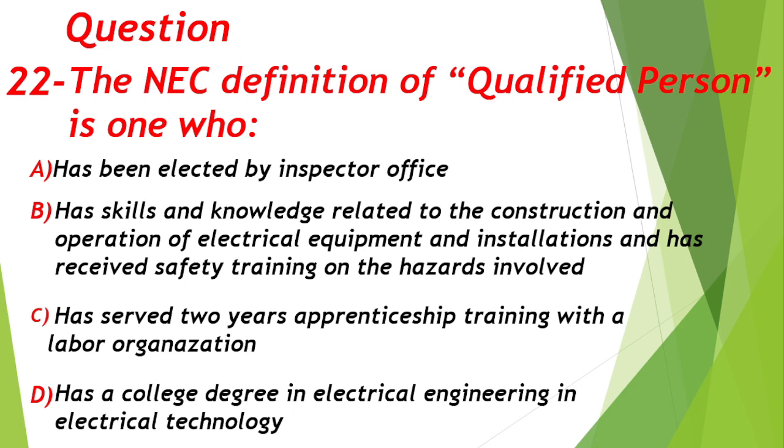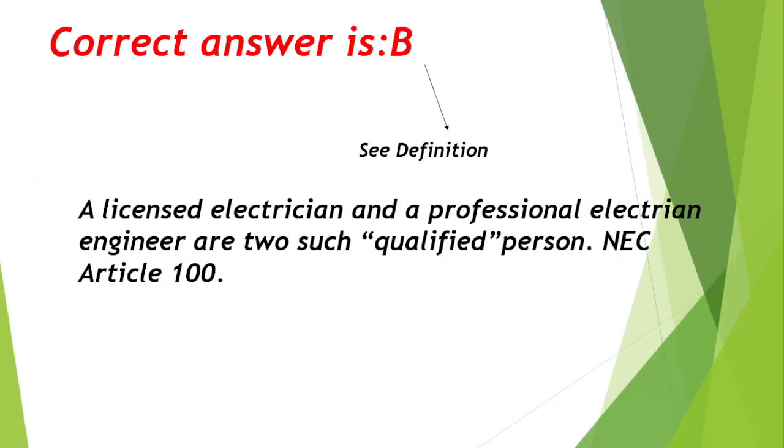Next, question number 22. The NEC definition of qualified person is one who A. has been elected by inspector office, B. has skills and knowledge related to the construction and operation of electrical equipment and installation and has received safety training on the hazards involved, C. has served 2 years apprenticeship training with a labor organization, D. has a college degree in electrical engineering and electrical technology. Correct answer is B. See definition.